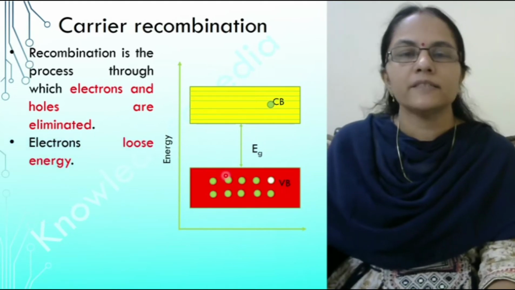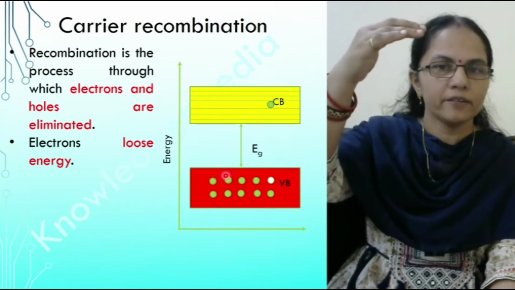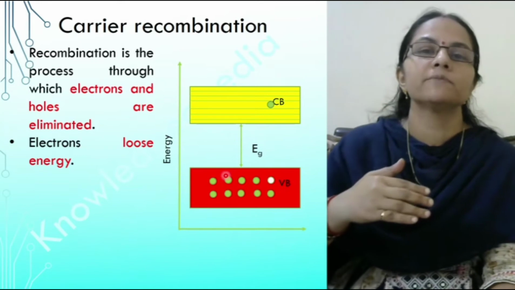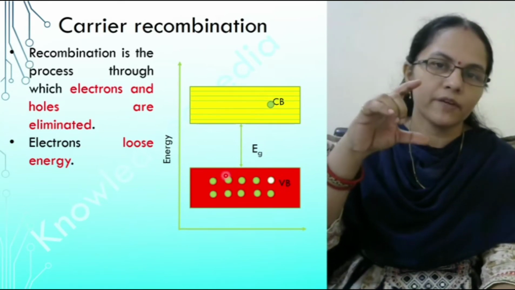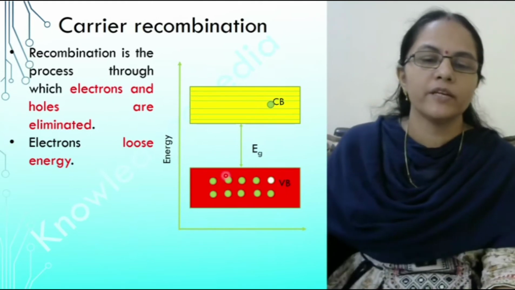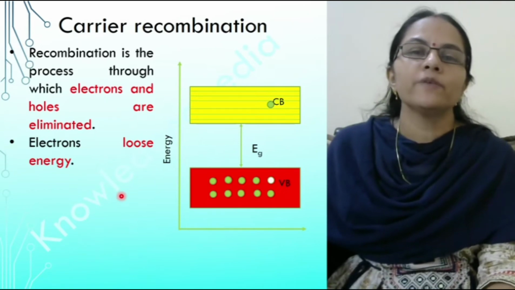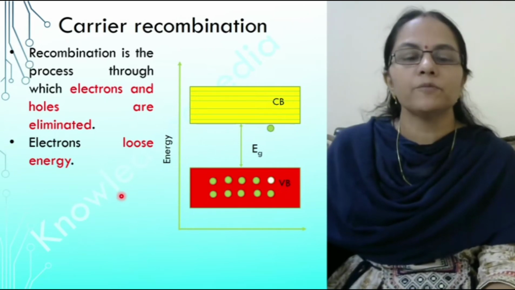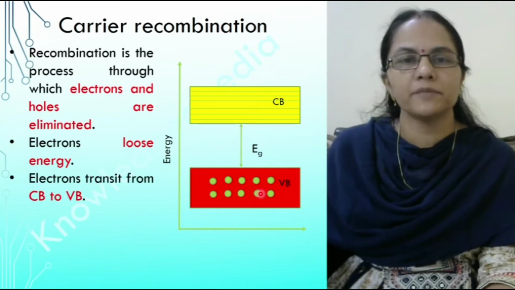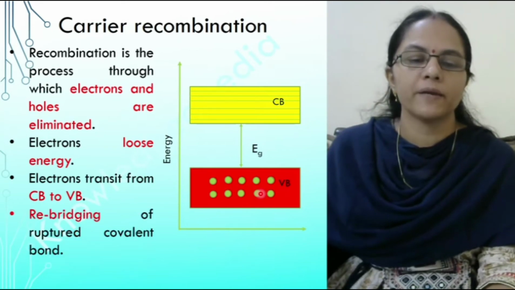During this process, when the electron comes from a higher energy level to a lower energy level, because it is coming from the conduction band to the valence band, the extra amount of energy is lost by the electrons. So electrons are losing energy. Further, what we have seen is that the electrons move from the conduction band to the valence band. That means the transition of electrons takes place from the conduction band to the valence band.